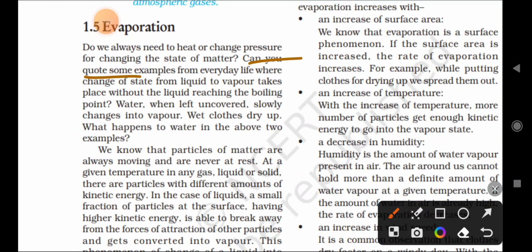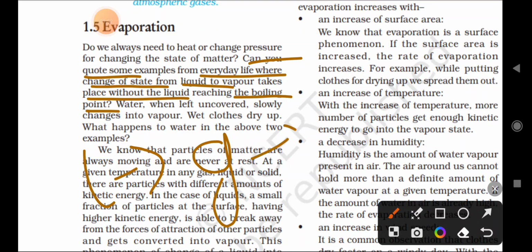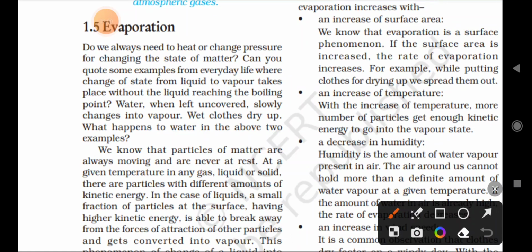Can you quote some examples from everyday life where change of state from liquid to vapor takes place without the liquid reaching the boiling point? Okay, we can give some examples from our daily life. So the liquid state is converting into gas without reaching its boiling point. Water when left uncovered slowly changes into vapor. Correct? So we can take a full bucket of water and place it outside our home or in a corridor. After 1 hour and 2 hours, some water will be reduced in that bucket. So where does that water go? That water is changing into water vapor, right? So this is also one method we can observe in our daily life.